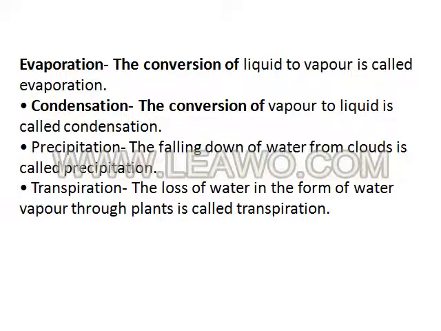The first process is evaporation, in which there is a conversion of liquid to vapor on heating by the heat of the sun. Next is condensation, in which this water vapor, when it rises up, condenses into droplets, and then these droplets accumulate and form clouds, which leads to precipitation.